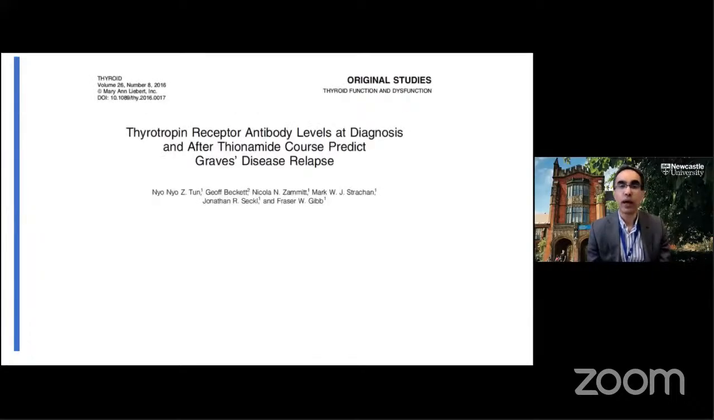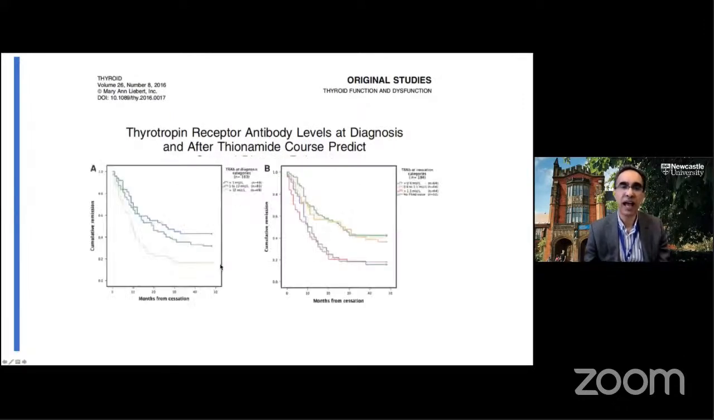In fact, this paper from Edinburgh looked at TRAb levels at diagnosis and towards the end of the thionamide treatment, so that's antithyroid drug treatment, and whether it would predict the risk of relapse of Graves' disease. And what you'll see here at diagnosis, the y-axis is the cumulative remission, so the higher the line, the lower the risk of relapse, or the higher the chance of remission.